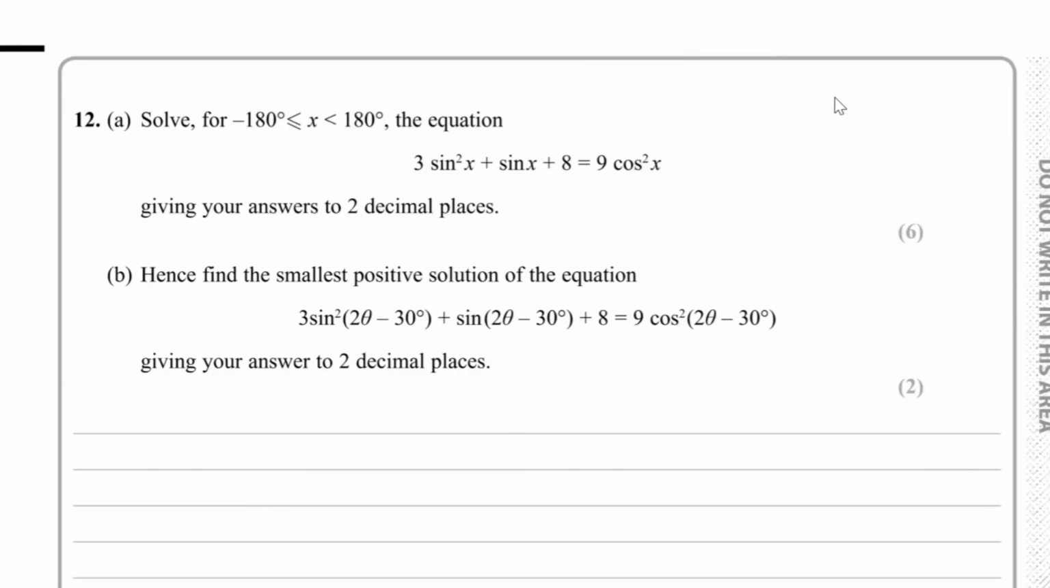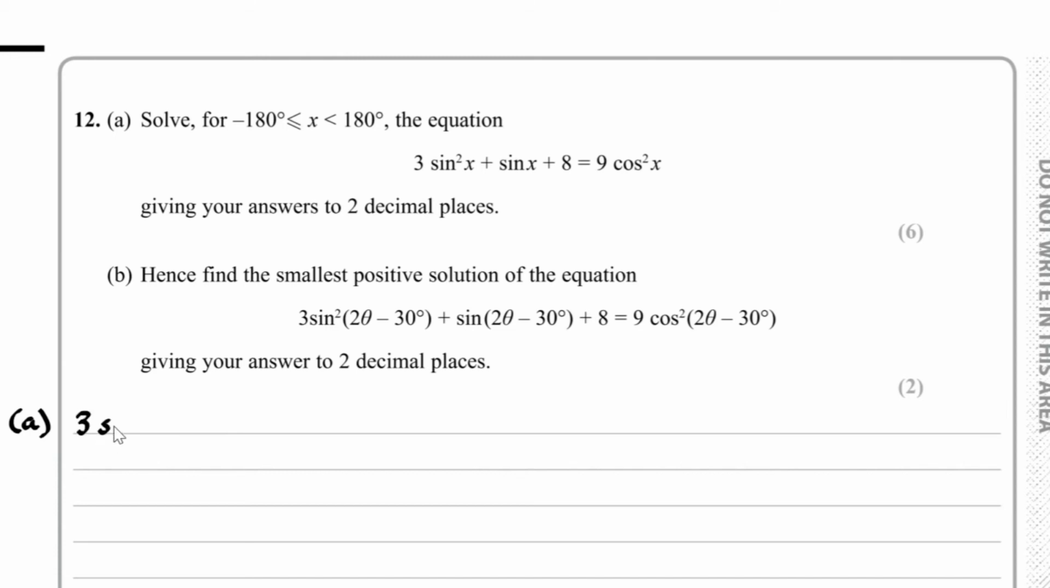Question number 12. For part A, we have to solve the equation 3 sine squared x plus sine x plus 8 equals 9 cos squared x, where x is in between minus 180 and 180, and we have to give our solutions to two decimal places. So what we'll do for part A, let's just copy out the equation.